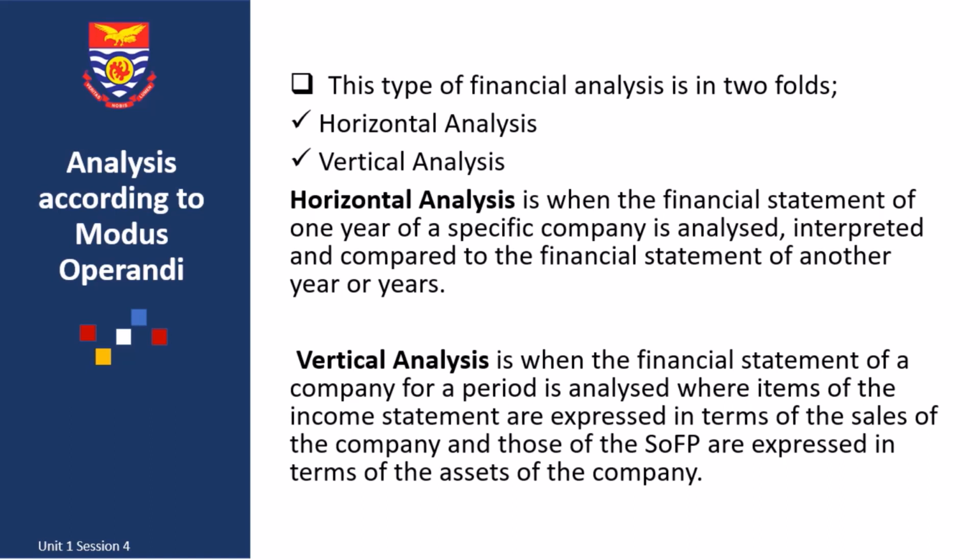So for the statements of financial position, you could have the current assets of the firm, each item being expressed in terms of the assets of the firm. So you could have liabilities being expressed in terms of the assets of the firm. You could have inventory being expressed in terms of the assets of the firm, or cash in hand or cash at bank, or you could have debtors or trade receivables being expressed in terms of the assets of the company.